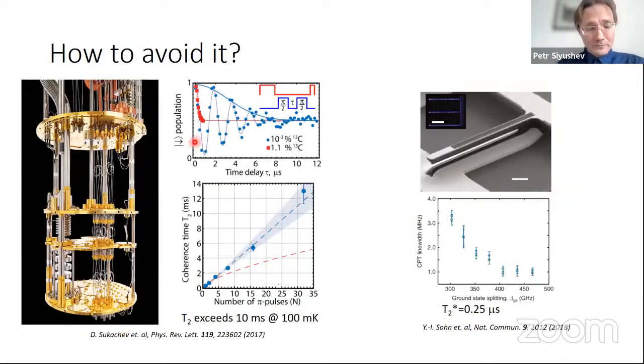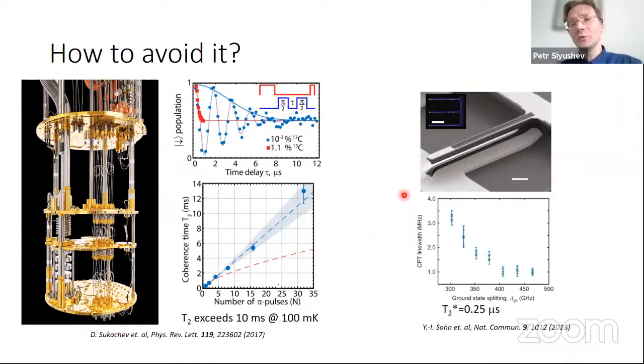And this is what was successfully implemented by the Mikhail Lukin group at Harvard. They used a dilution refrigerator to cool down the silicon vacancy center to 100 millikelvin, and then they managed to extend the coherence time to 10 milliseconds.